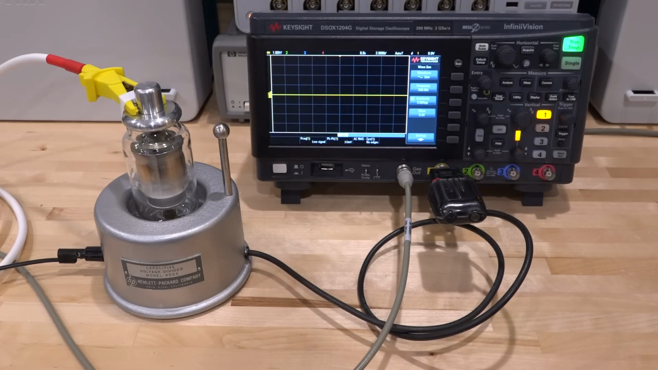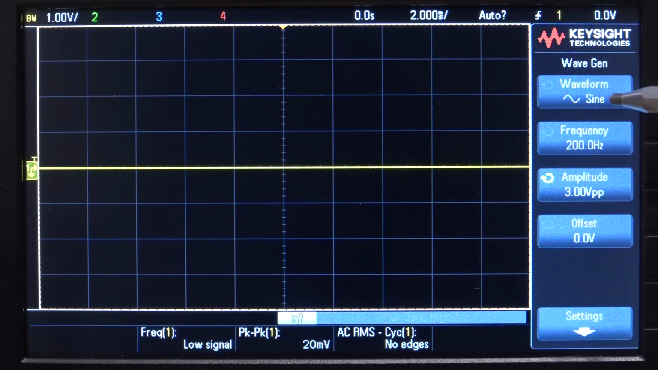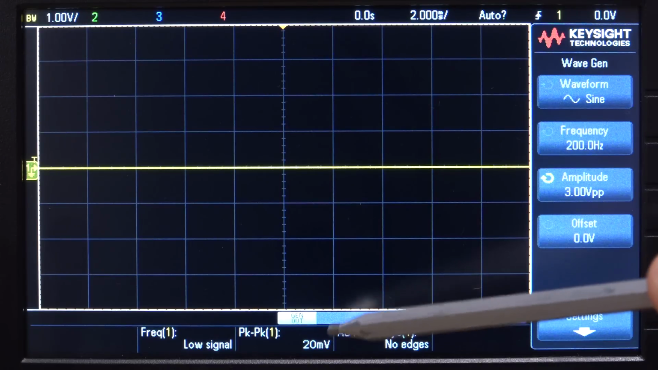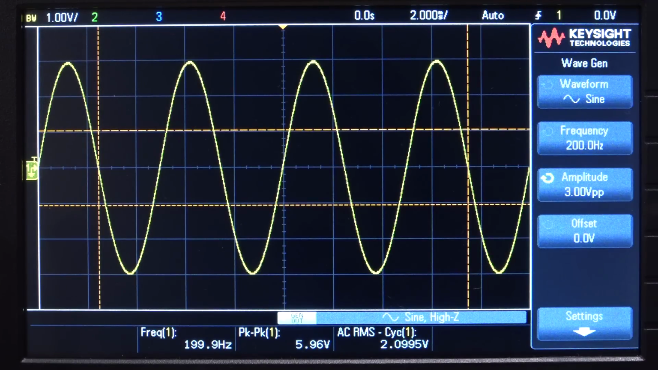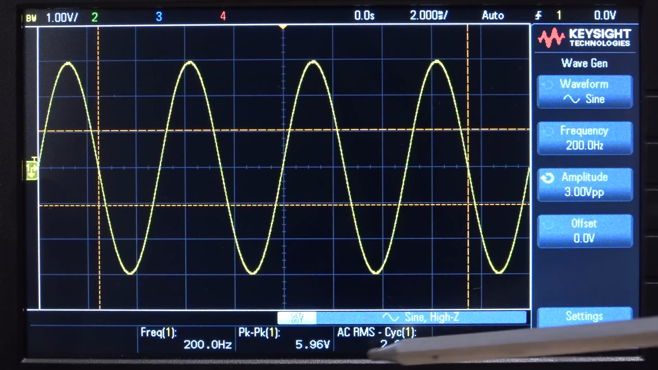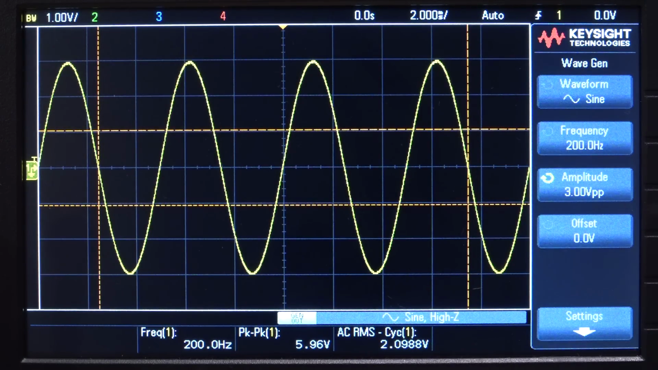So here I have the AFG set to 200 Hz and 3 volts peak to peak, which means the output of the amplifier should be 6,000 volts peak to peak, divided by 1,000. We should be reading a peak to peak voltage of 6 volts if everything is working correctly. Let's try that. And check it out, 5.96. I'd say that's pretty good. So the voltage divider is working quite nicely. This is 2.1 kilovolts RMS, 6 volts peak to peak, which means it is 6,000. Looking really good.